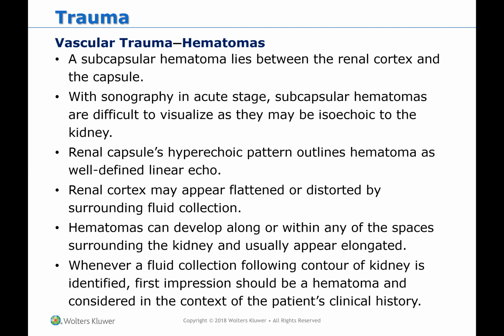So we remember the capsule of the kidney that we talked about. A subcapsular hematoma is going to lie between the renal cortex and the capsule. With sonography in the acute stage, subcapsular hematomas are difficult to visualize as they may be isoechoic to the kidney. I think that's why they like to use CT. It seems to be more sensitive for this kind of stuff.